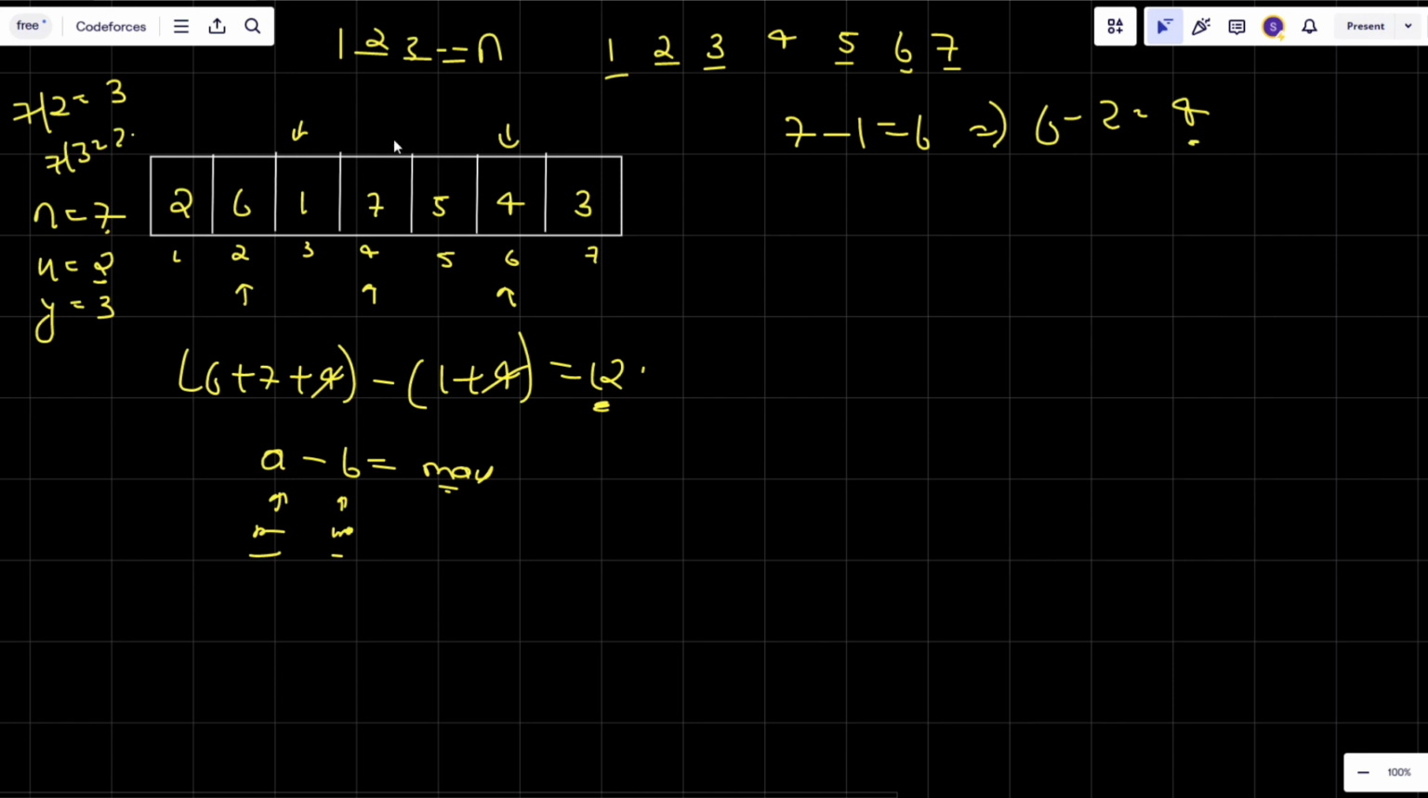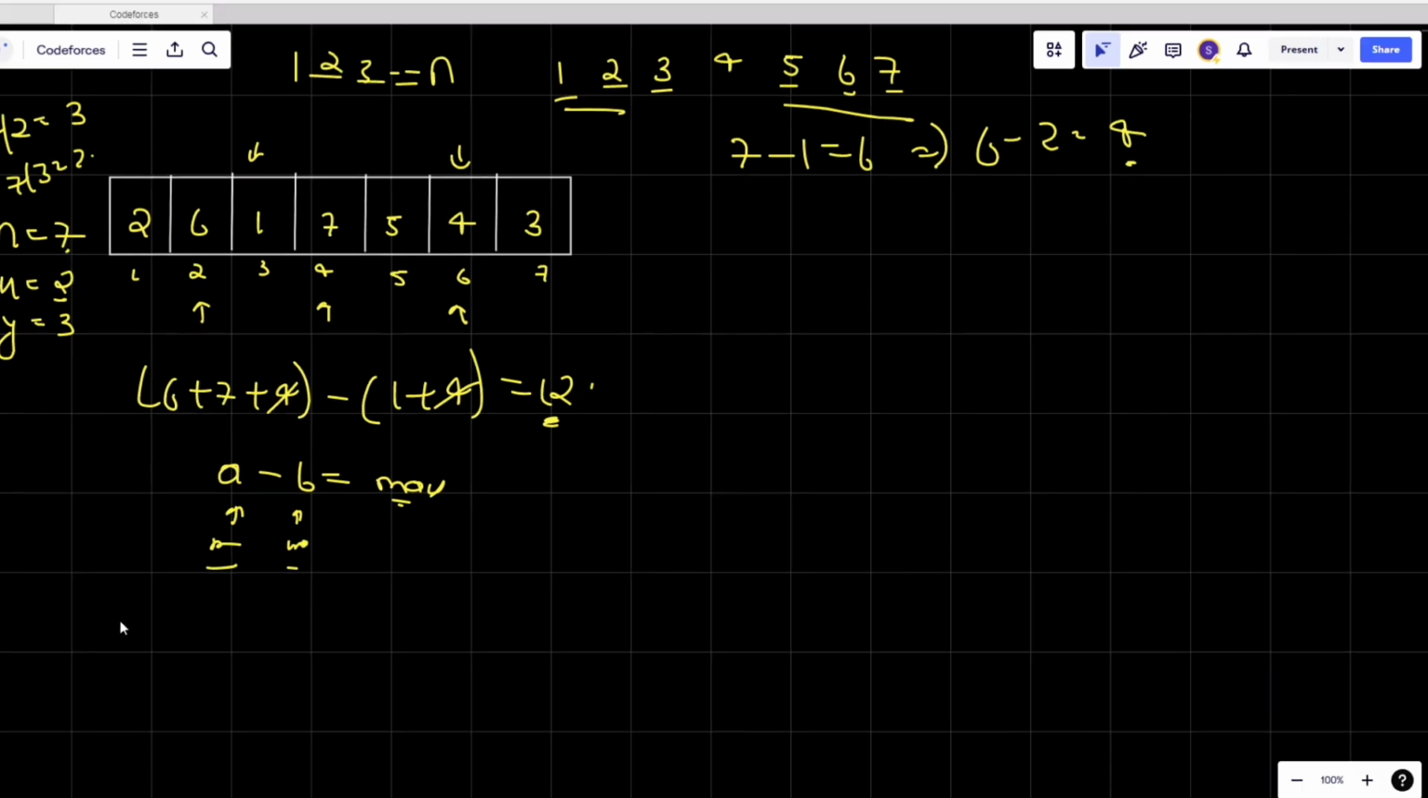Okay, so now I can say that I'm going to take 3 maximum values and 2 minimum values, and after that we are supposed to perform the operation. Okay, let's do that. 7 plus 6 plus 5 minus 1 plus 2. Okay, so what will be my answer? That is 7 plus 6 is 13 plus 5 is 18 minus 3 is 15. So yeah, I can see that I'm getting a greater difference over here, but this is not the maximum, this is not the correct answer.